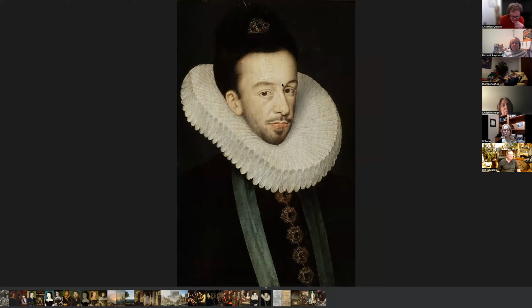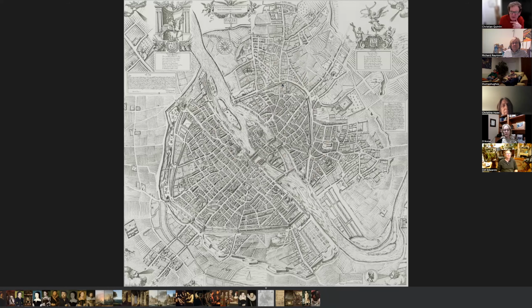And François Quesnel was unusual. He also did map making. This is a rather extraordinary map he did of Paris. I can't blow it up for you, but every building is painted. It's rather amazing, and you can see Notre Dame, if you can see my cursor, is right here.